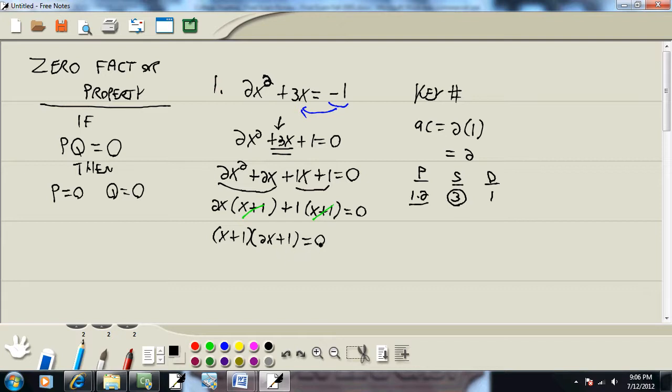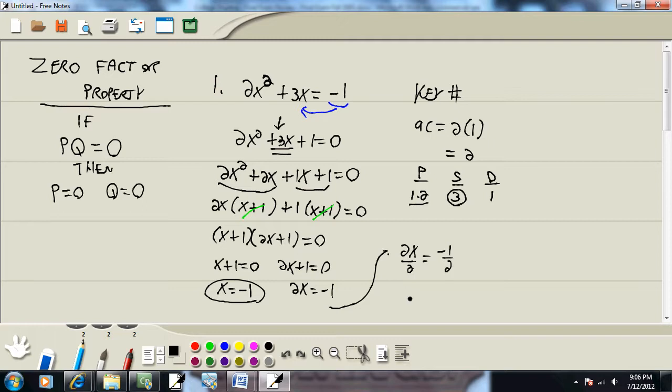Well, zero factor property. You get 0 on this side, you factor the other side, you can now set each factor equal to 0. So I'll set x plus 1 equal to 0 and 2x plus 1 equal to 0. Well, on this one I take the 1 over, it becomes a negative 1. This one I take the 1 over, it becomes a negative 1. And then divide both sides by 2. And those 2's cancel. And we got x is equal to negative 1/2.